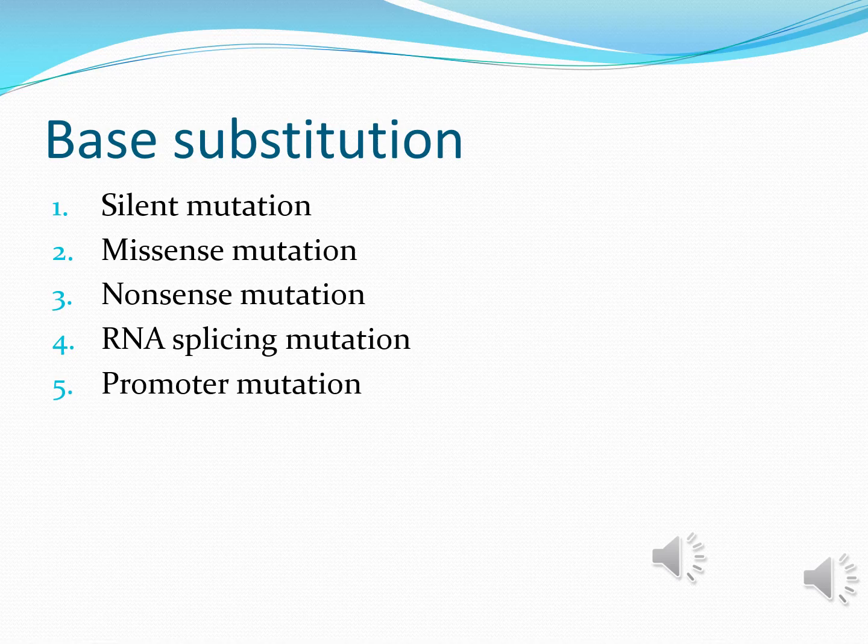Not all mutations occur in coding sequences. An RNA splicing mutation alters the recognition sites for splicing machinery, causing introns to be retained or exons skipped. This produces abnormal mRNA and often a non-functional protein. A promoter mutation changes the regulatory region where RNA polymerase binds. This can increase, decrease, or completely abolish gene transcription. Both types are common in inherited disorders and cancers, highlighting the importance of non-coding regions in gene regulation.